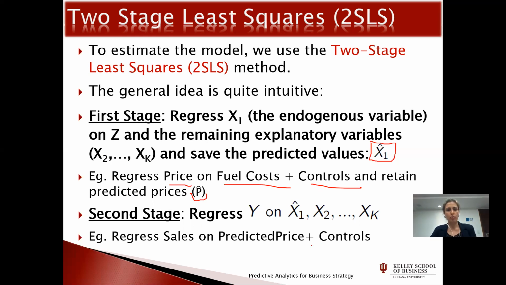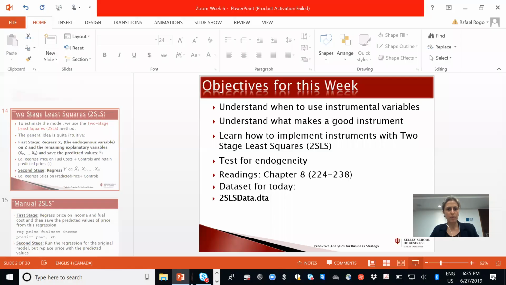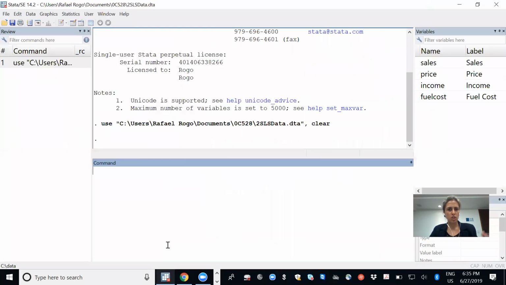So finally, in the second stage, what are we going to do? Take those X hats, those predicted prices, and we're going to use them in the normal regression. That's the second stage of the two-stage least squares. Let's now get our hands dirty and implement this model together, okay? So let me hop on Stata right now, then we can do this estimation.